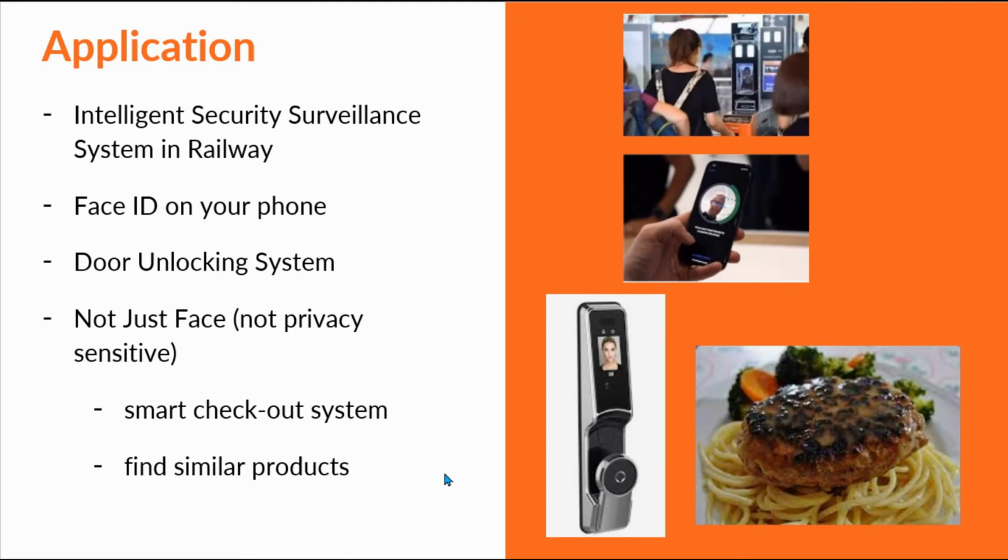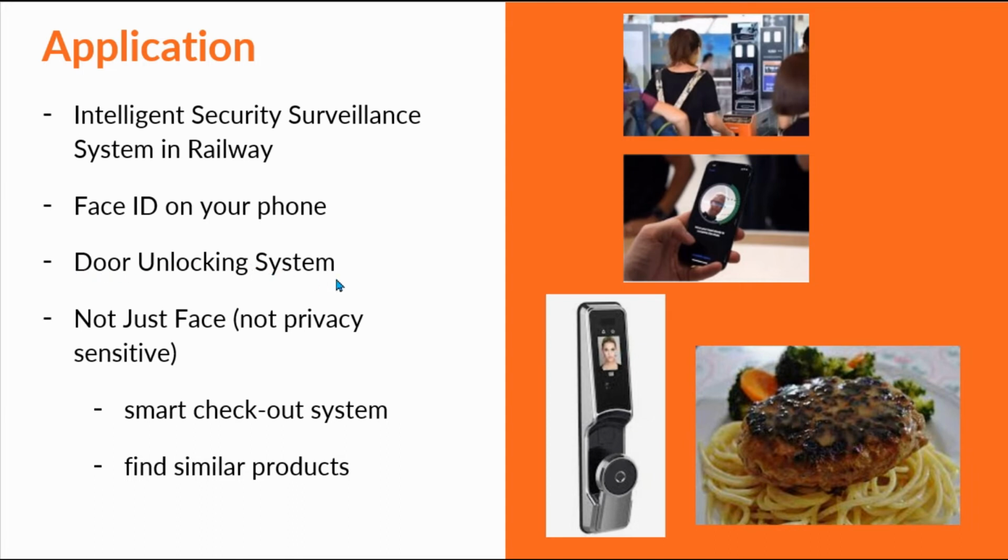What kind of applications do we have for face recognition? Obviously, the first one, which is really easy to remember, is the intelligent security surveillance system in railways or airports. The second is Face ID on your phone. Each time you unlock your iPhone, you put it in front of your face, so your iPhone will recognize who you are. If it's you, you can enter your iPhone.